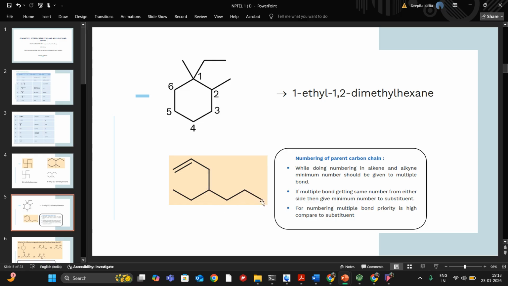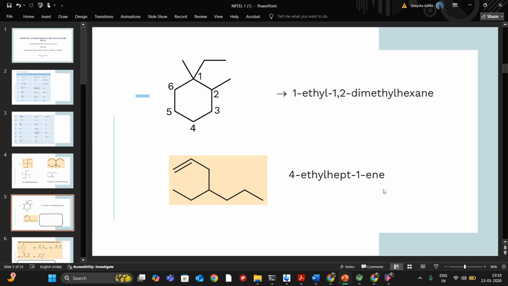So hence the carbon chain will have 7 carbons in the parent chain. And let us look at the name. It will be named as 4-ethyl hept-1-ene. This must be very easy to you by now because the ethyl chain is present on the 4th carbon of the parent chain. So with this, let us move to the further questions.